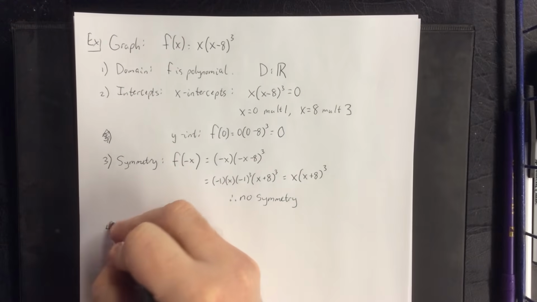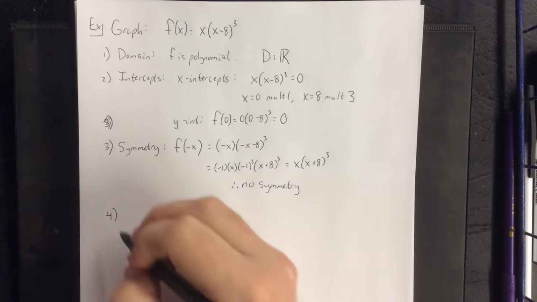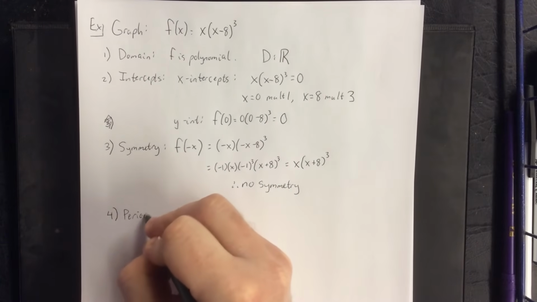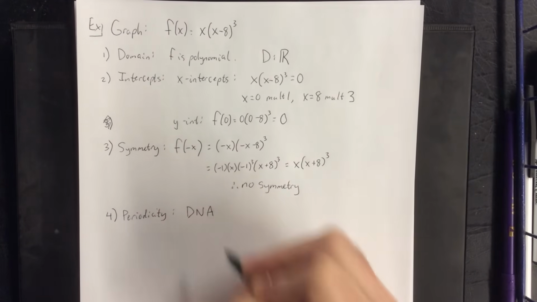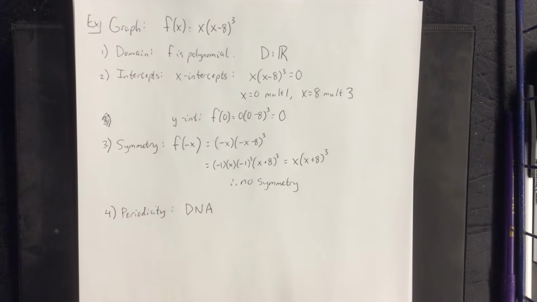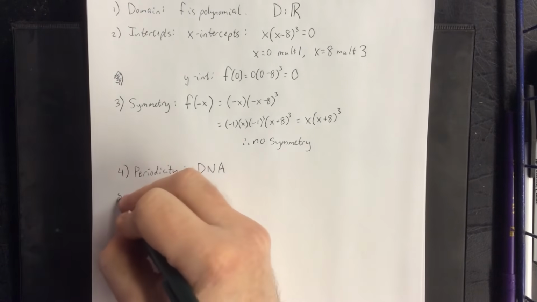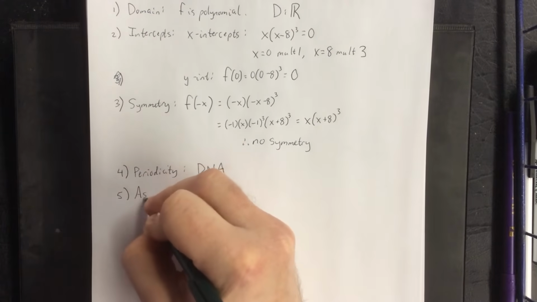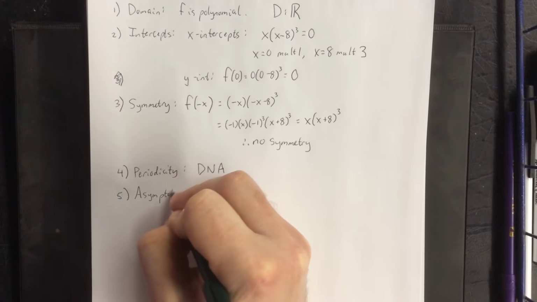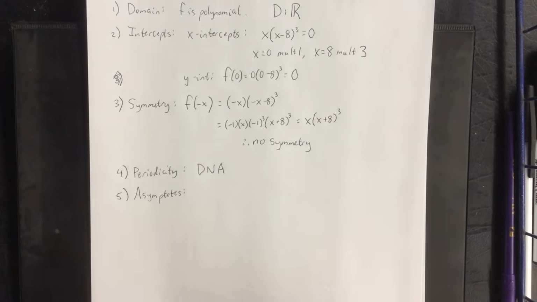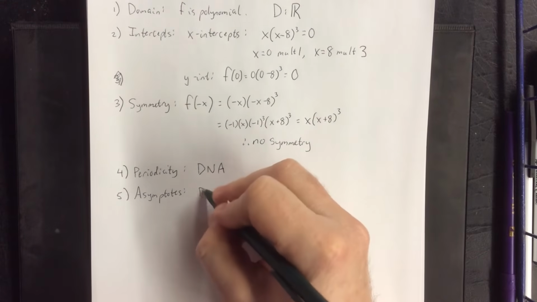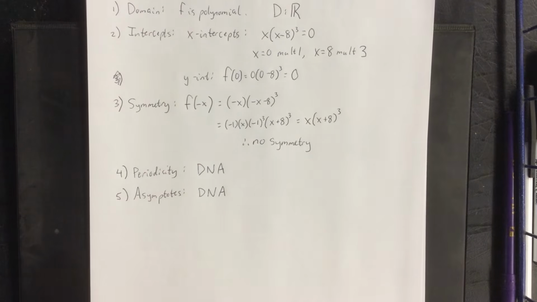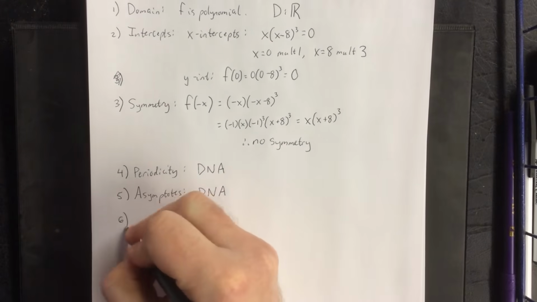For number 4. Number 4 was for periodicity, which does not apply here. Periodicity only applies to trigonometric functions for now, so we're going to go ahead and skip that. Number 5 is asymptotes. Asymptotes apply to rational functions, trigonometric functions, inverse trigonometric functions, exponential functions, logarithmic functions. You'll notice in there, nowhere did I say a polynomial function, so that also does not apply.